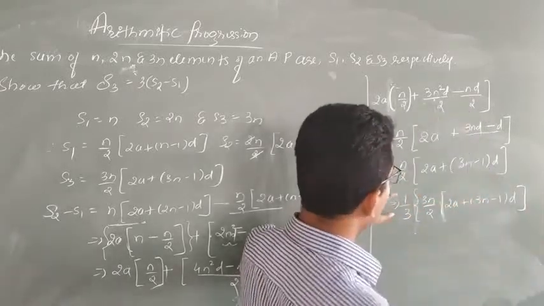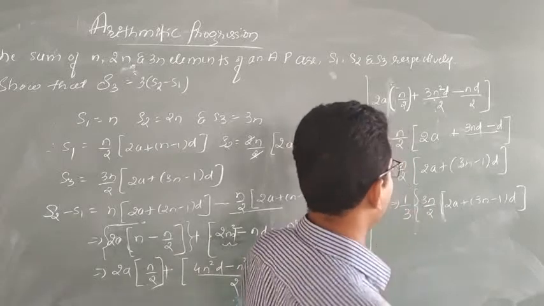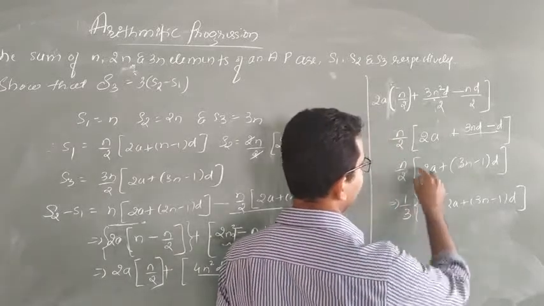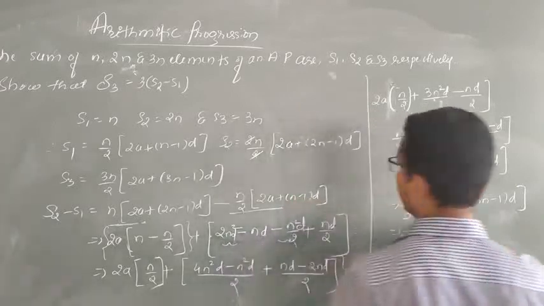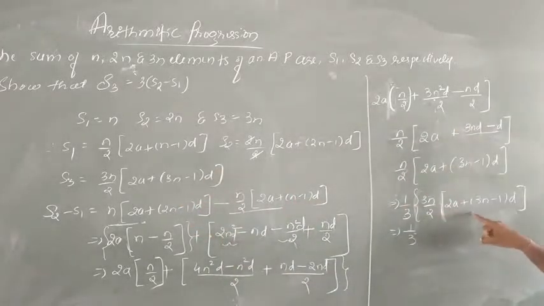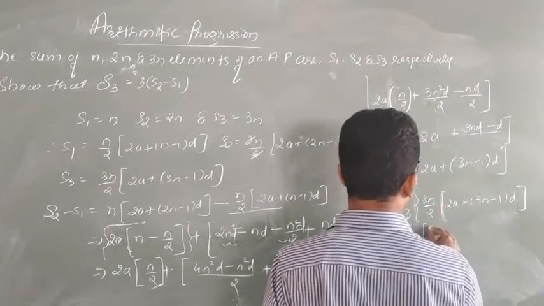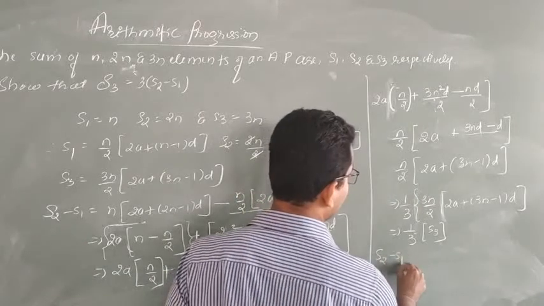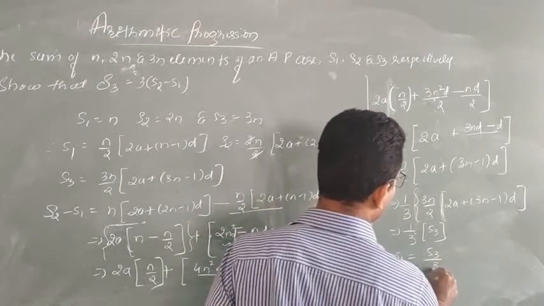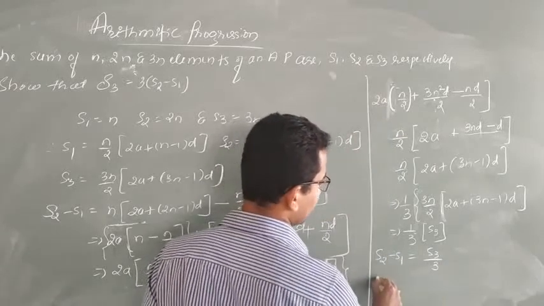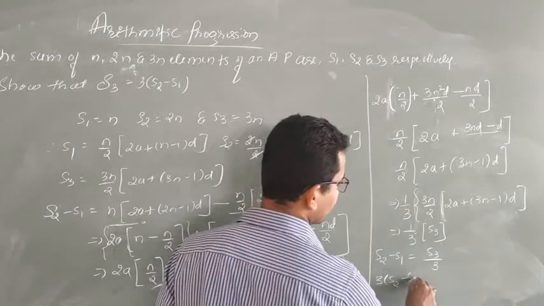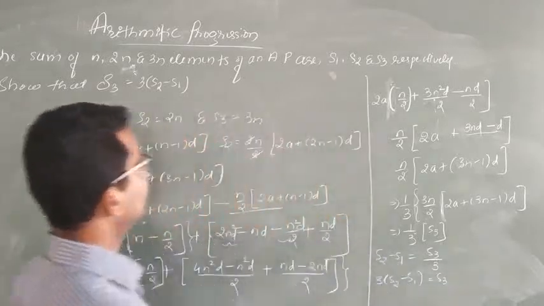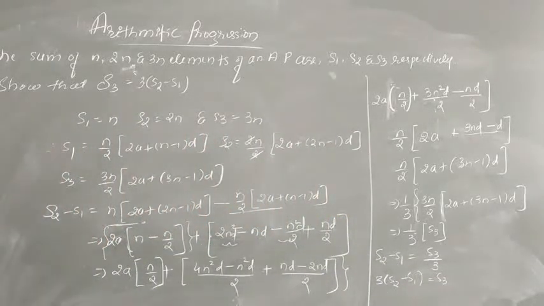What I did? This is 1 by 3 is divisible and 3 is the multiple here. Okay. If I cancel these 3, then again I get the above one, that is 1 by 3 of 3n by 2, 2a plus 3n minus 1 into d, that is your S3. Okay. Here in the LHS what we have? S2 minus S1 is equal to S3 divided by 3. When I take this 3 to the LHS, that is 3, S2 minus S1 is equal to S3. So this is what we have been shown, that is 3(S2 minus S1) is equal to S3.